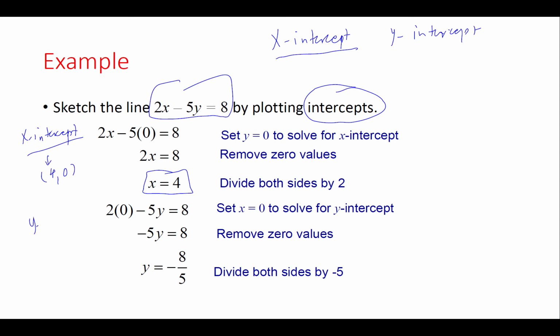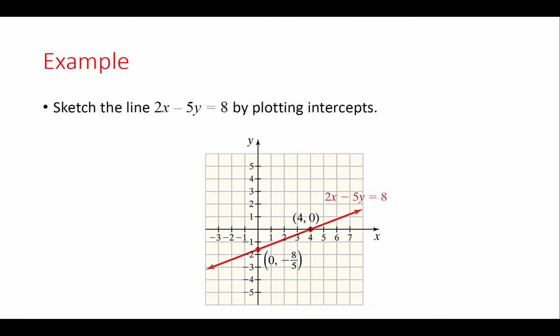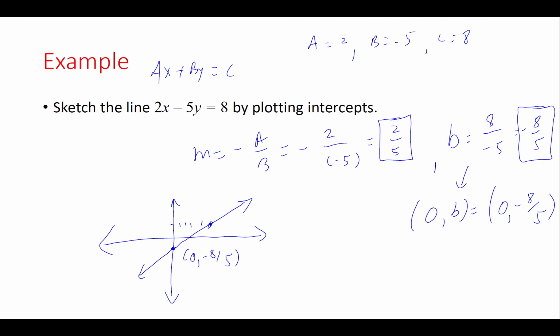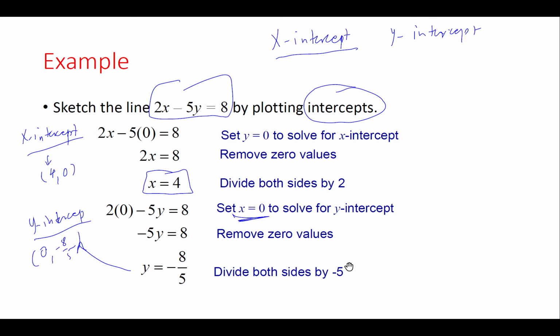To find the y-intercept, you set x equal to 0 in the same given equation and solve for y. That will give you the y-intercept. So now you have 2 points, (0, -8/5) and (4, 0), and that's what we're going to plot here. So this is another way if you want to plot the graph by using the x-intercept and y-intercept. But remember, you can plot the graph by finding the slope and y-intercept as well. That's the same thing. It will give you the same answer.